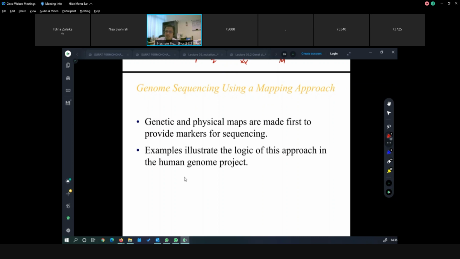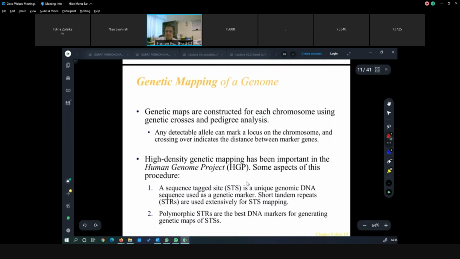So increasing resolution. Coming back to the lowest resolution just now, genetic and physical maps are made first to provide markers for sequencing. So this is more or less a chronological event in terms of doing the genome sequencing of an organism. Genetic and physical maps are made first to provide markers for sequencing, and then examples illustrate the logic of this approach in the human genome project.